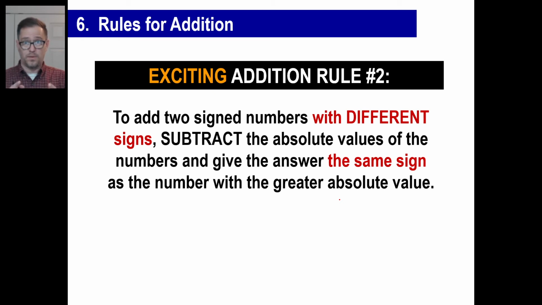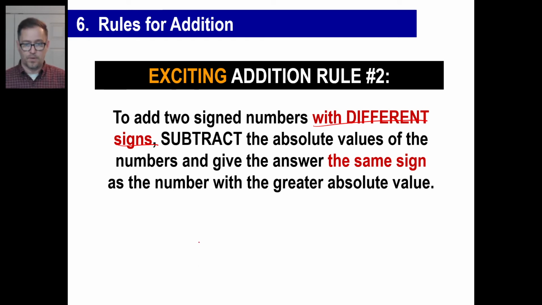The second rule, here we go, ready? Adding two signed numbers with different signs. You'll take the absolute values again, but you'll subtract this time. You'll subtract. Got that? The answer, is it going to be positive or negative? The answer to that is which one of those numbers has the bigger absolute value. That's the sign you're going to take.